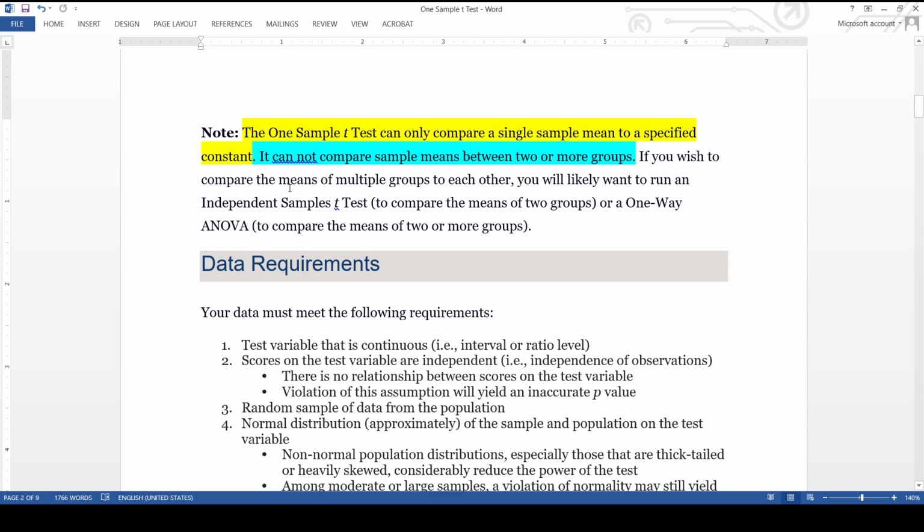So if you wish to compare the means of multiple groups to each other, you will likely want to run an independent sample t-test, as I mentioned, to compare the means of two groups, or one-way ANOVA. The full meaning is what? Analysis of variance, to compare the means of two or more groups. Independent t-test, we compare two. When you want to have more than two, use this. It will take two or what? Or more.